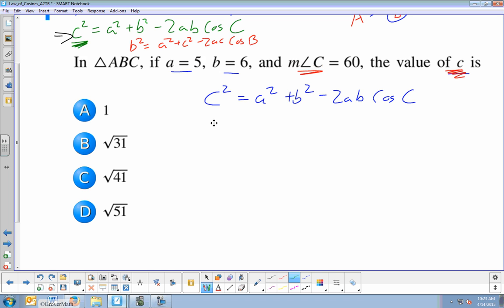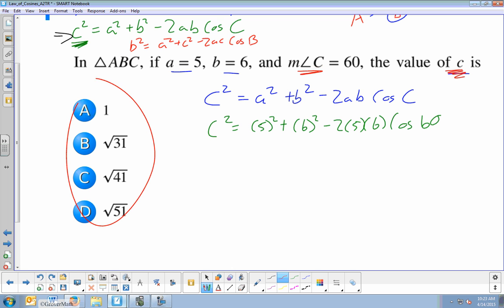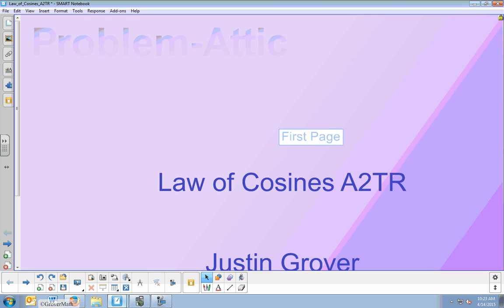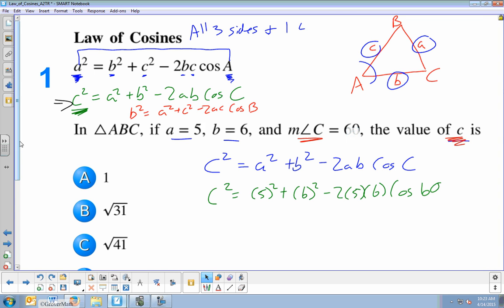We don't have C, so C will stay C squared. We do have A, this would be 5 squared, and we do have B, and B is 6 squared, and then minus 2 times 5 times 6, and cosine of angle C, which is 60. And you can type this into your calculator. Just looking at these answers as being radicals, that kind of gives me a hint that I'm probably looking for an exact thing. If this was not multiple choice and it said find C rounded to the nearest tenth, then yeah, I would just type this whole expression in.